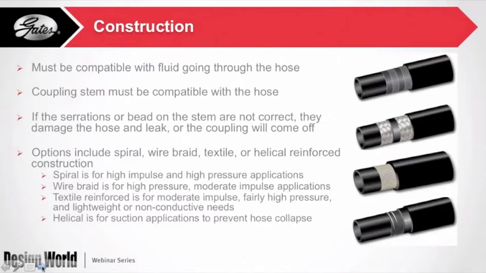If the serrations in the stem are not correct and you do experience a hose leak, then you're going to want to contact the hose and the coupling manufacturer and let them work together to make sure that you've got the proper crimp specifications and/or clamping that you need on that particular hose to work with that coupling.